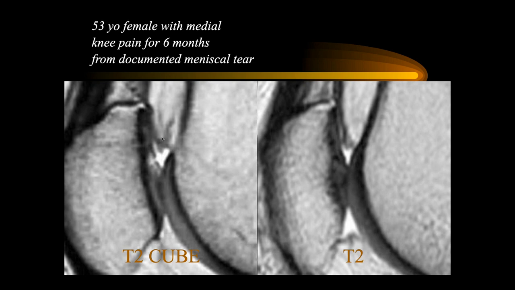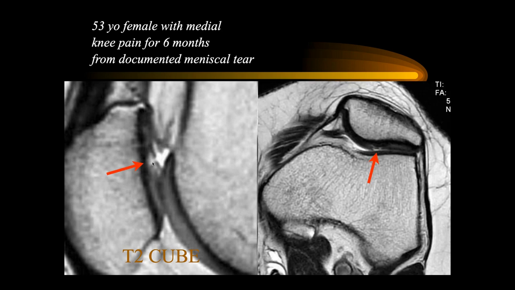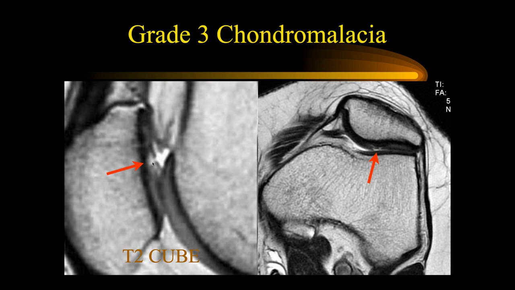Using the thicker cuts, maybe a little signal abnormality, but it's hard to see. With the thinner cuts, you can clearly see the defect. Cannot hear you well, John. Okay. Hello. Hi, John. Hi. And there we can see the deep fissuring in the articular cartilage there. And this was grade 3 at arthroscopy.